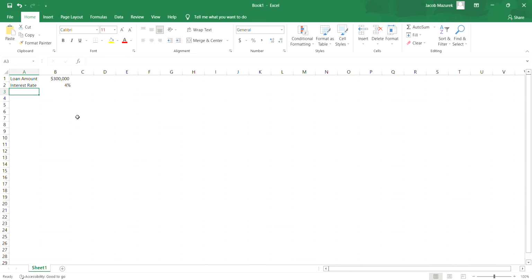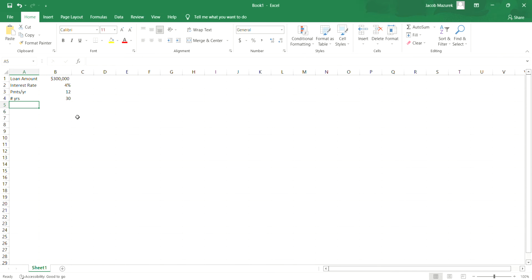Next, you're going to need to know, well, how many payments per year are you going to have to make? So we'll say payments per year. We'll say that's monthly payments, 12 payments. Next, you want to know how many years is this loan? So, number of years. That's a good term to use, and we'll say there's 30.